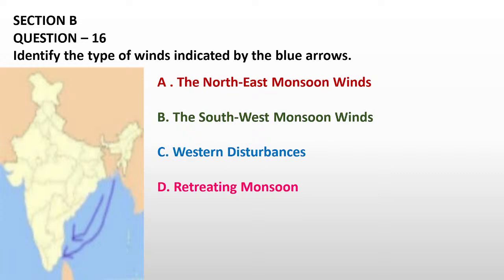And the correct answer for this question should be A. Very good, Money. Arushi Shah, perfect. The type of winds which are indicated by the blue arrows here are the northeast monsoon winds.